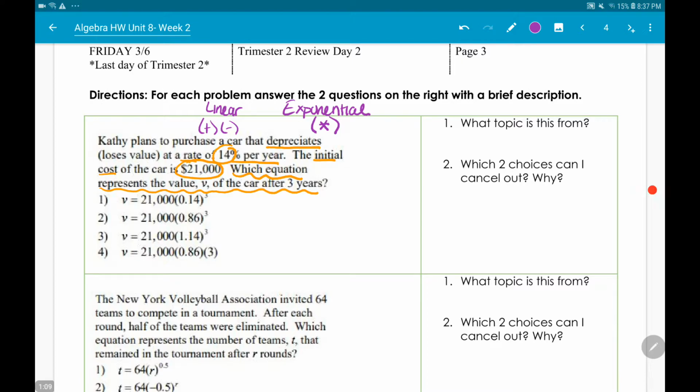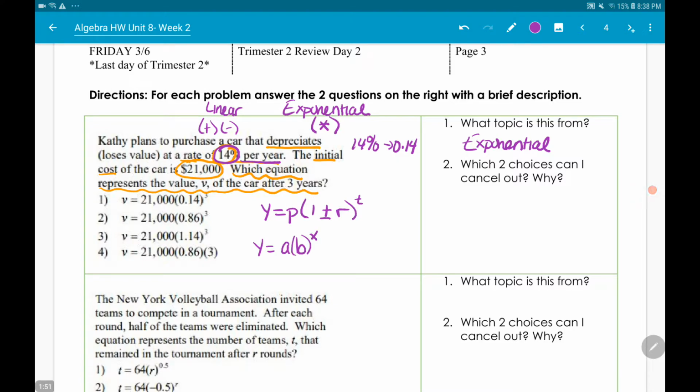So what's the key here? The key here is this 14%. Remember, percents look like decimals. So if I took 14%, I could turn this into 0.14. And it says rate, so I'm going to go with exponential on this one. And the formula for exponential was y equals a b.